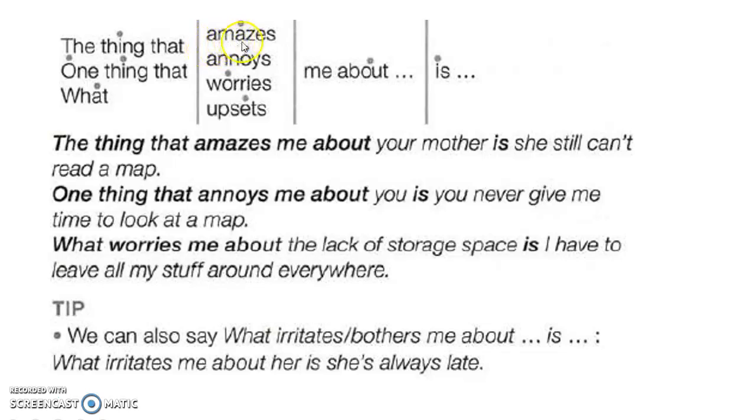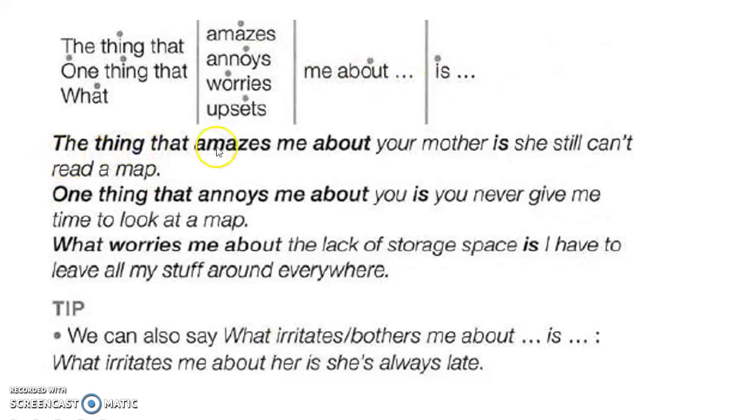As you can see, again, all these verbs express emotions, feelings, right? Amazes, annoys, worries, upsets, right? They're all very expressive verbs. And then after that, you have to use the object pronoun me, because you are the one, or well, we are the one, or I'm the one who's feeling something about something or someone. About, again, because we're talking about something or someone, and then is because we are talking about a singular element. The thing that amazes me about something is blah blah blah.